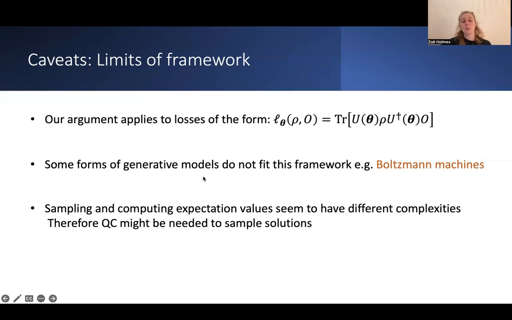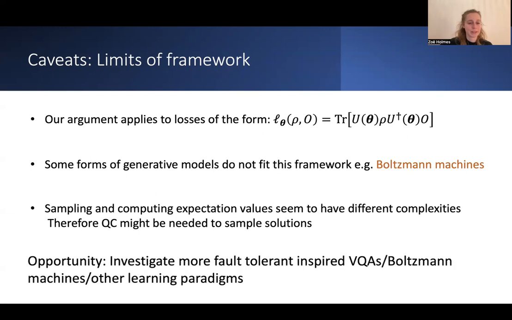So this means that one, our argument might not apply to certain models, and two, even in cases where it does apply to models like this, a QC might still be needed to sample solutions. An example of this would be QAOA. In QAOA, the ultimate solutions are samples from your solution. You might be able to train your QAOA using some of the classical methods that we've been discussing, but to get samples out in the end, you might need to run your parameterized quantum circuit on the hardware.